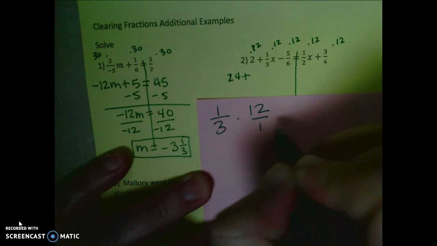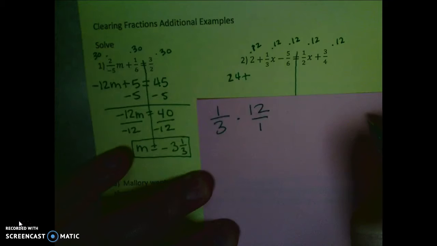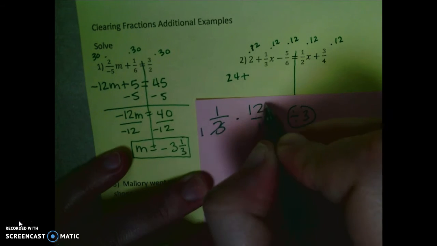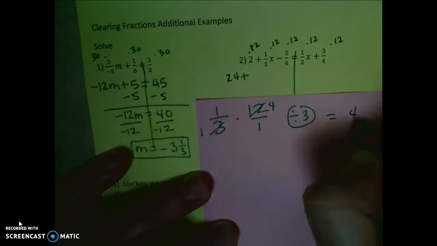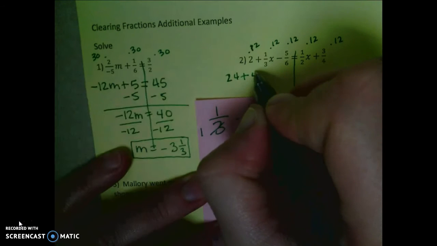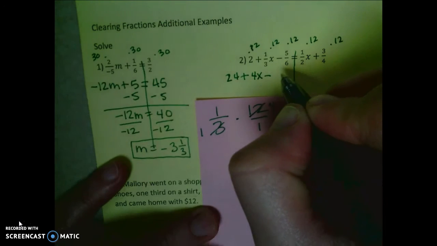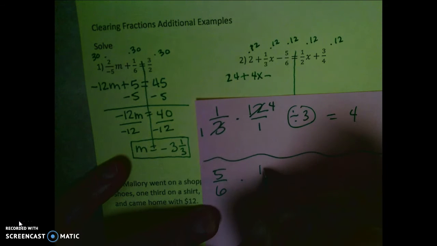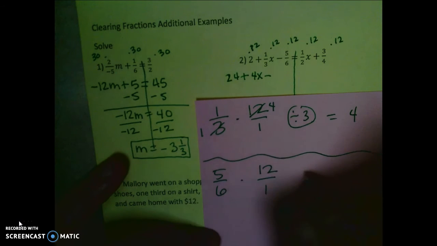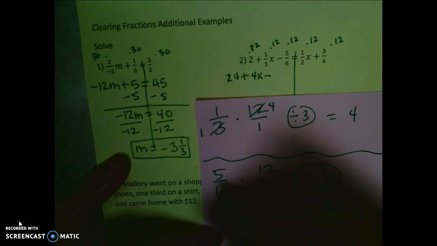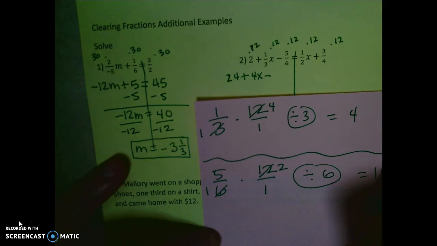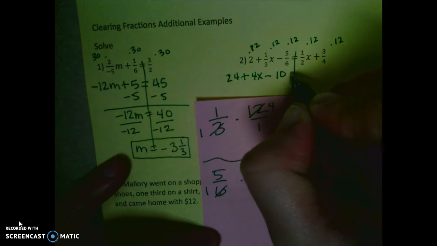1/3 times 12 over 1. So 3 and 12 both have 3 in common. So if I divide by 3, I would get 1 and 4. So that leaves me with 4. So I'd put 4x right here, minus. Then I'm going to do the same thing for 5/6. So 5/6 times 12. 6 and 12 can both be divided by 6. That would leave me with 1 and 2. 5 times 2 is 10. So I would put minus 10 right here.